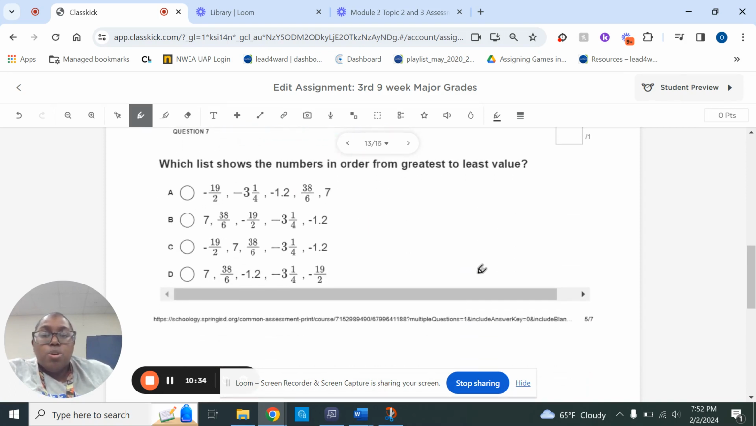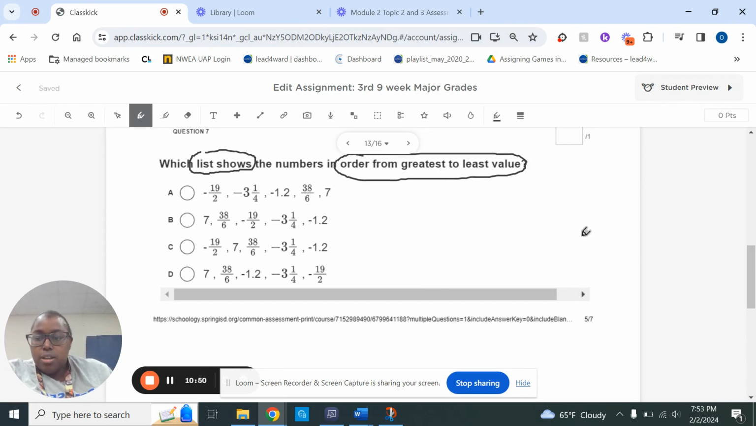All right, number 7. Which list shows the numbers in order from greatest to least value? All right, looking at this, we're given a list, and the list shows these numbers. We're trying to order them from greatest to least value. Okay, so that means I want the bigger ones first and the smaller ones last.